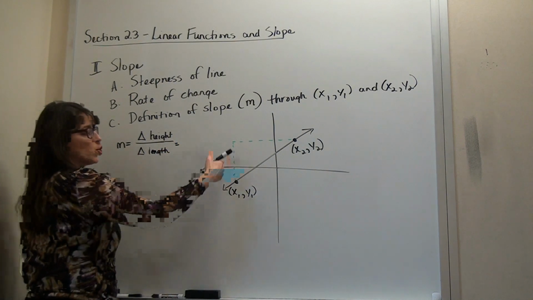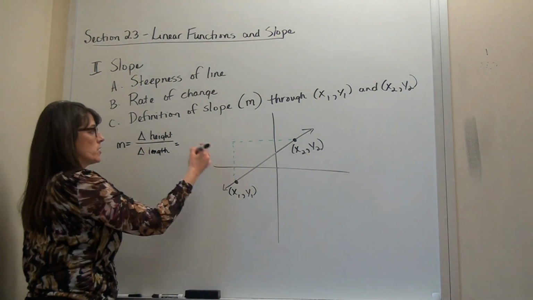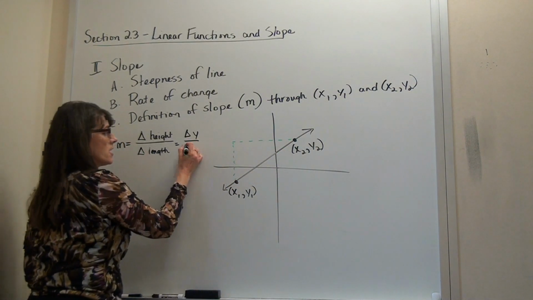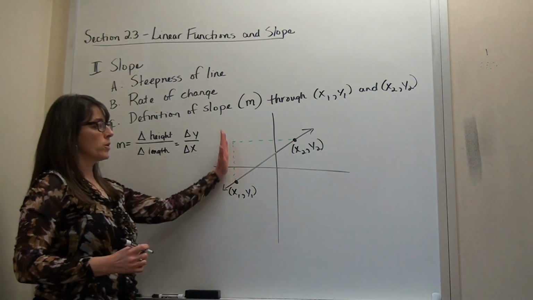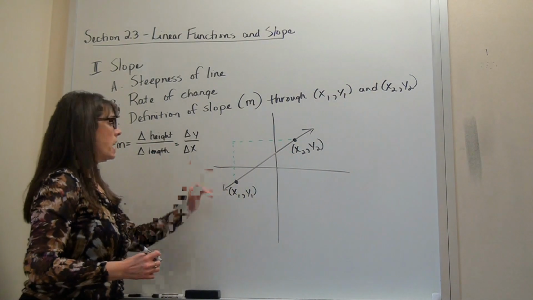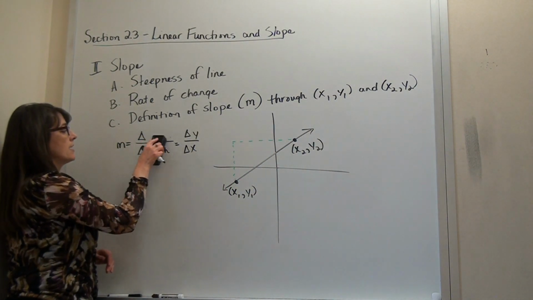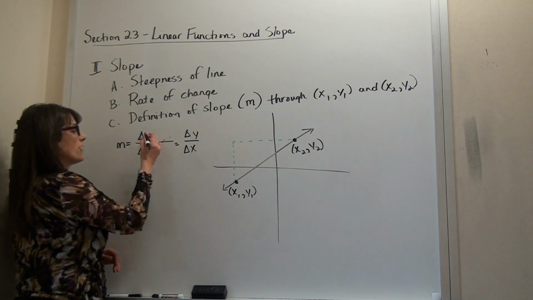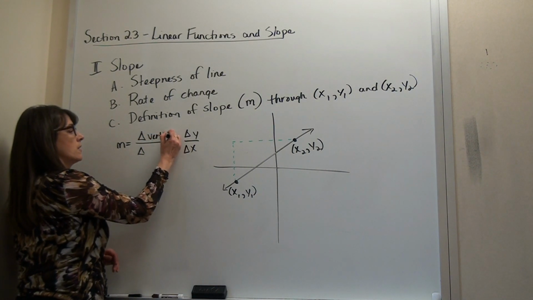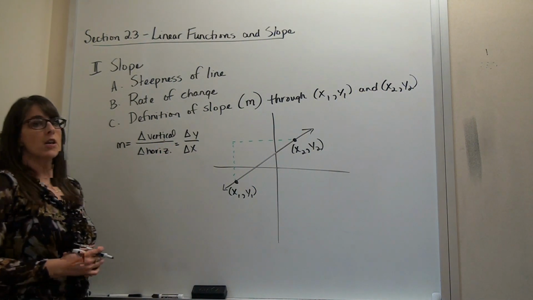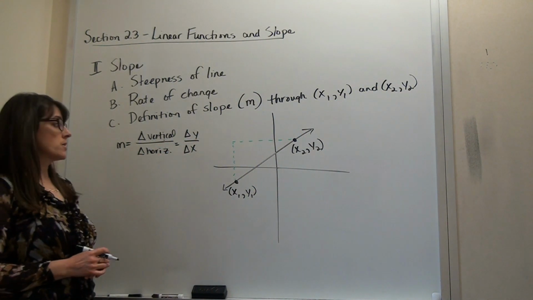In other words, I want the change in these y coordinates right here in comparison to the change in these x coordinates. Because y coordinates are the vertical and x coordinates are the horizontal. So actually that would be better, rather than height and length, let's do vertical change and horizontal change. So vertical is y and horizontal is x.